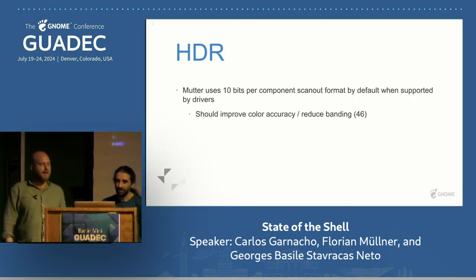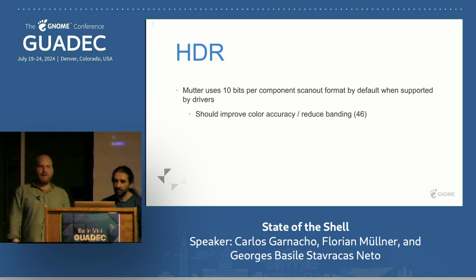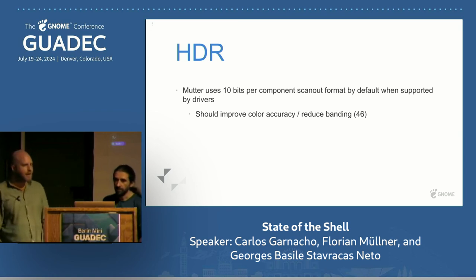Nice. And this is not really an HDR-related thing, but it's kind of preparation for that. What happened during the last year is that we finally moved from 8-bit components to 10-bit components for the defaults, like the back buffer that we draw in Mutter, which means you might have noticed less banding artifacts in some situations, which is nice, and we need it anyway for HDR. Next slide, please.